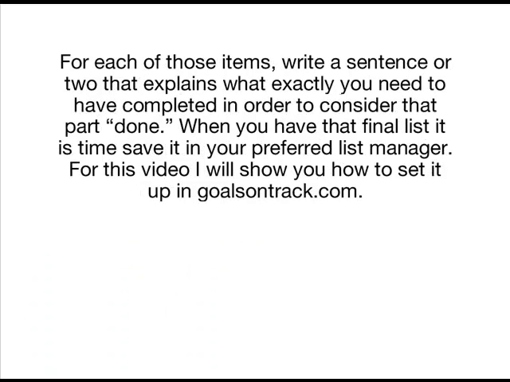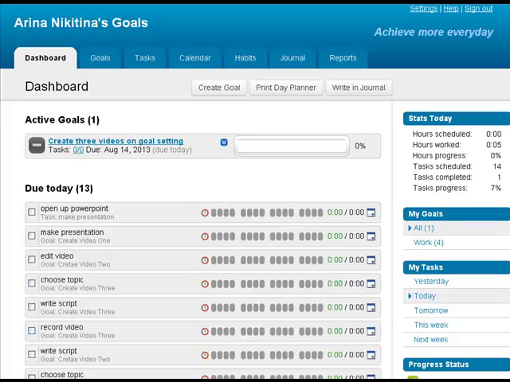For each of those items, write a sentence or two that explains what exactly you need to have completed in order to consider that part done. When you have that final list, it is time to save it in your preferred list manager. For this video, I will show you how to set it up in Goals on Track. So here's my dashboard, and I start by clicking Creating a Goal.